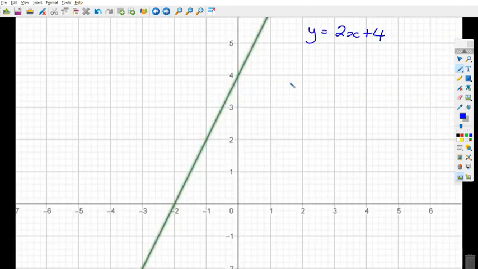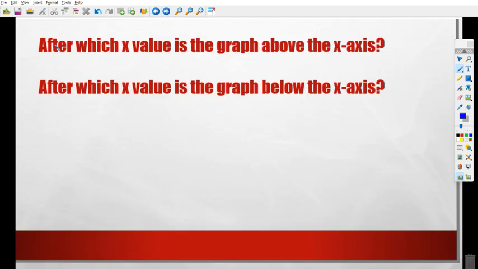If I look at this over here, this is the graph of 2x plus 4, y is equal to 2x plus 4. I assume you guys remember what linear graphs look like from grade 9, so this should be somewhat familiar to you. If you look at this, I'll ask you this question: after which x value is the graph above the x-axis?